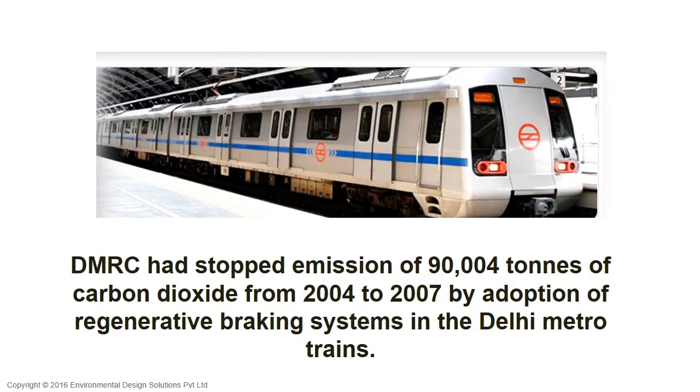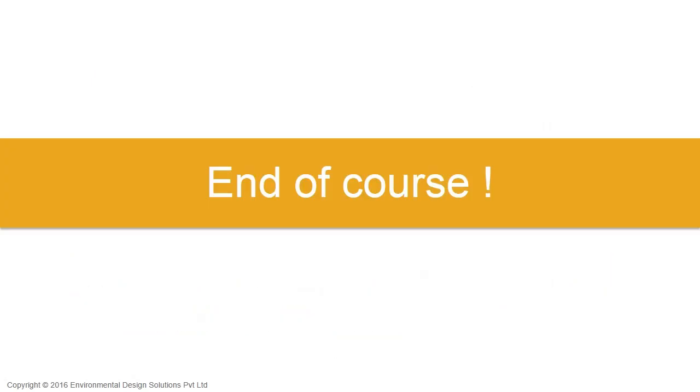A German validation organization conducted an audit on behalf of UNFCCC and certified in 2009 that DMRC, the corporation, had stopped emissions of about 90,000 tons of carbon dioxide between 2004 and 2007 by adoption of regenerative braking systems in the Delhi metro trains. With that, we come to the end of the course.